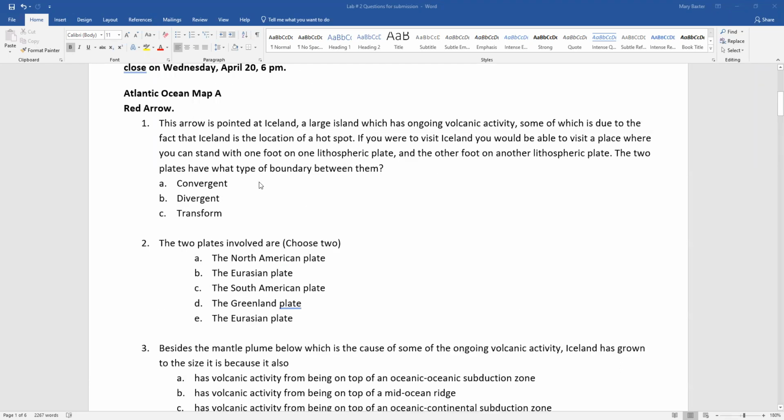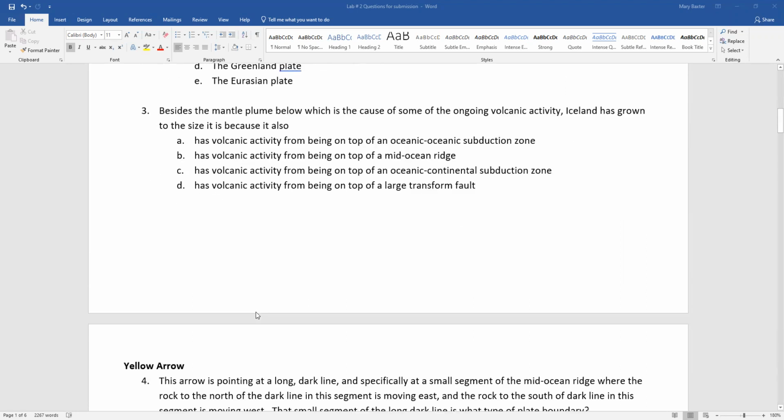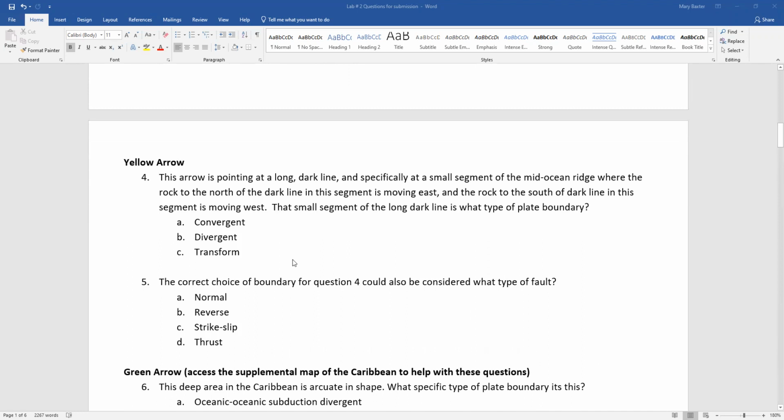If you pick the type of boundary correctly here, then you're going to be able to pick the volcanic activity that's taking place there. And I already mentioned it, I believe. I have a tendency to do that. Sometimes I forget what I'm asking in the future and I tell you the answer.